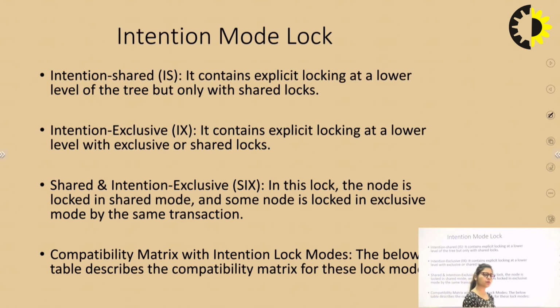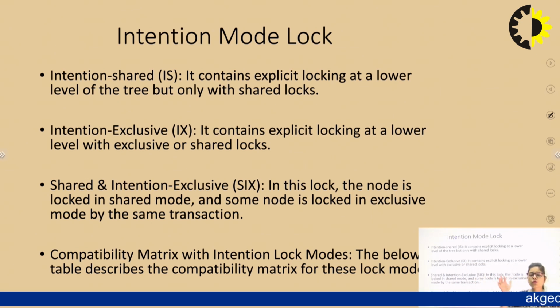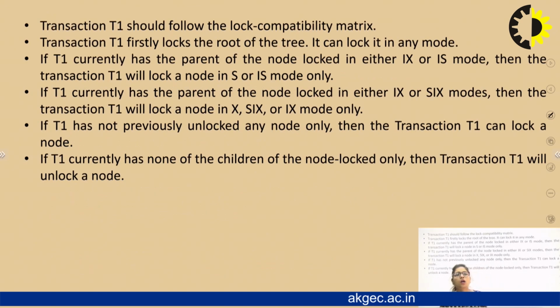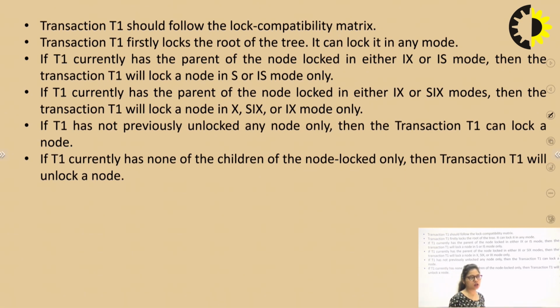The last one is the compatibility matrix with intention lock modes. The table below describes the compatibility matrix for these locking modes. For example, transaction T1 should follow the lock compatibility matrix. Transaction T1 firstly locks the root of the tree. It can lock it in any mode.